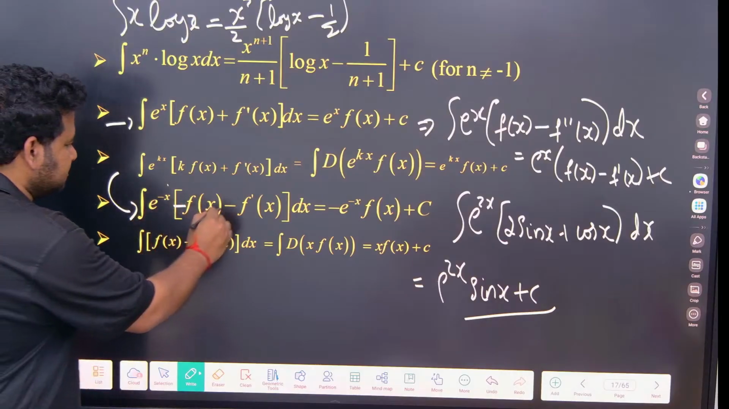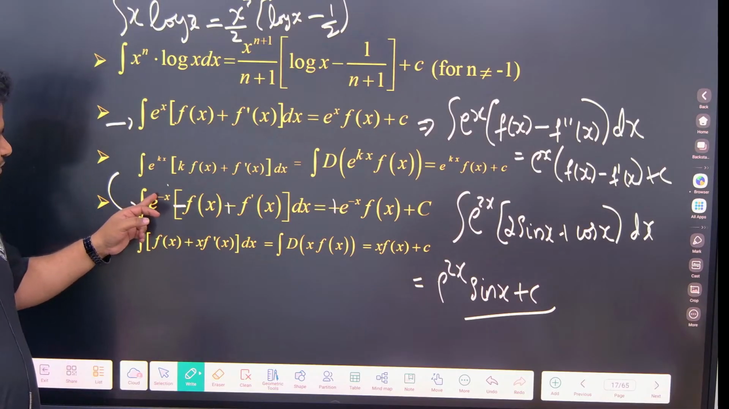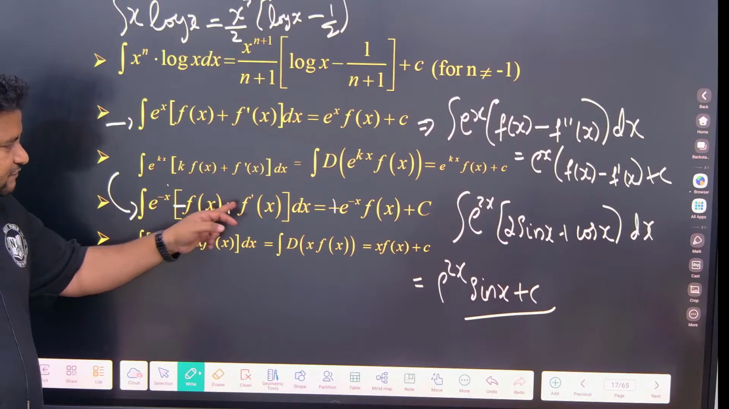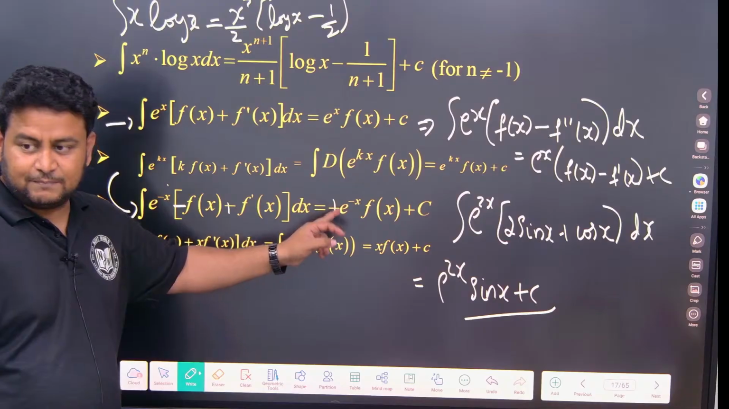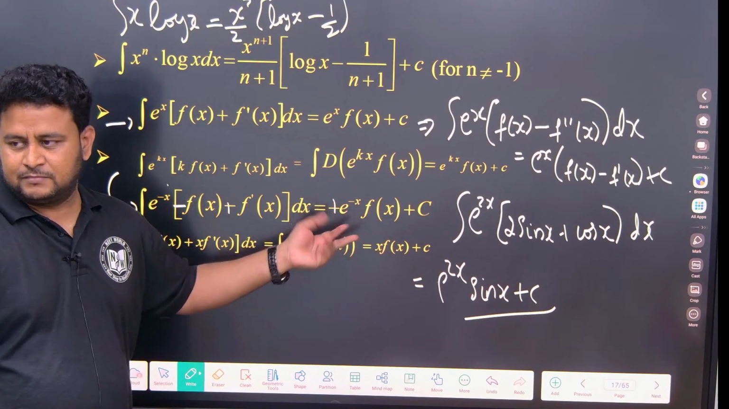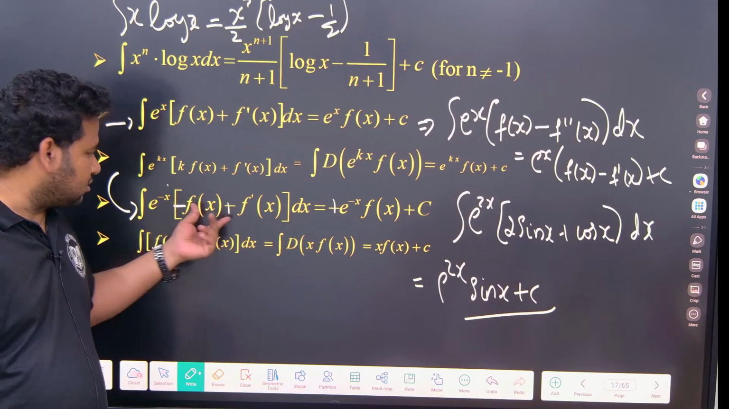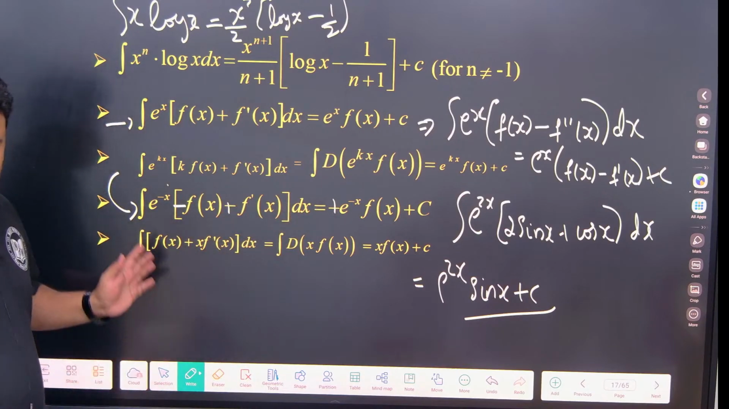This should become minus, this should become plus, this should become plus. So see here, e power minus kx is equal to what? K is what? Minus f of x plus f dash of x is equal to what? Plus e power minus kx, that is e power kx into f of x plus c. Here k is minus 1. No need to get confused. Here the formula is a little wrong with respect to signs. Understood? Clear?